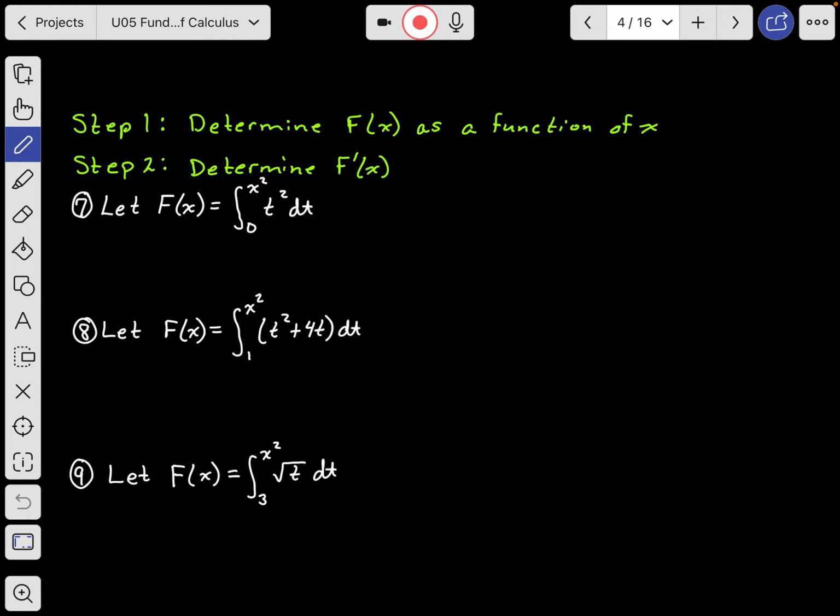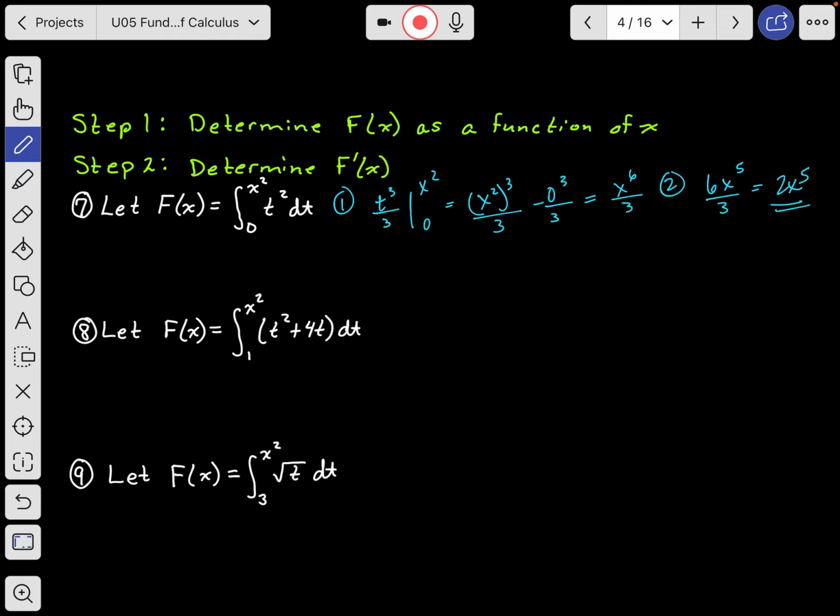So first thing, let's find the antiderivative. Step 1: t cubed over 3, evaluated from 0 to x squared. So that's going to give me x squared cubed over 3 minus 0 cubed over 3, and so this is just going to give you x to the 6th over 3. All right, that's step 1. Step 2 is find the derivative of this, and so using the power rule, that's going to give you 6x to the 5th over 3, and this cleans up to 2x to the 5th.